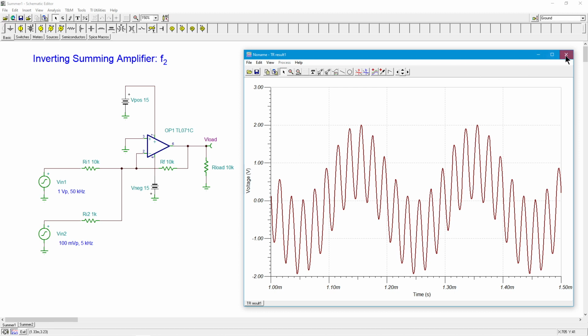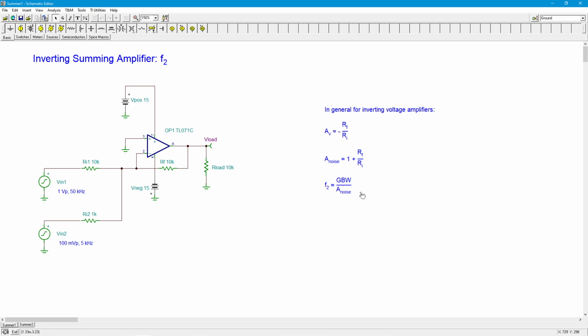Okay, so that by itself is maybe not too shocking. But here's the interesting question. What do we wind up for an F2? What's the upper break frequency? We know the gain of each channel is RF over RI. So for channel one, it's RF over RI1. For channel two, it's RF over RI2, and so on and so forth. And we could figure out a noise gain based on that, and then an F2.